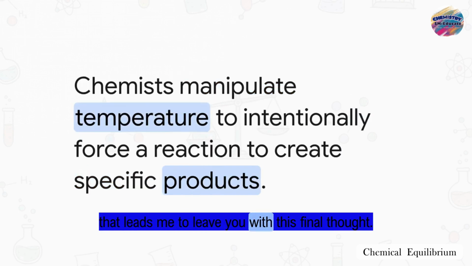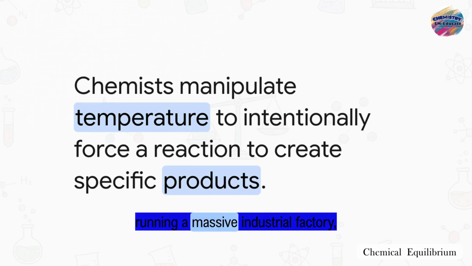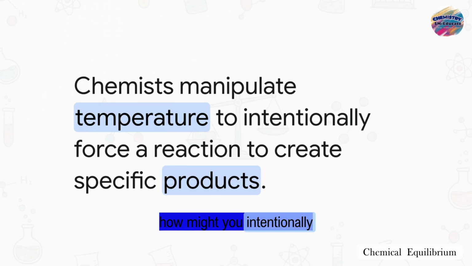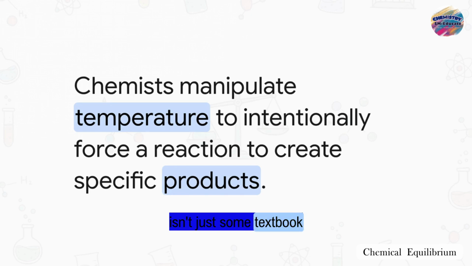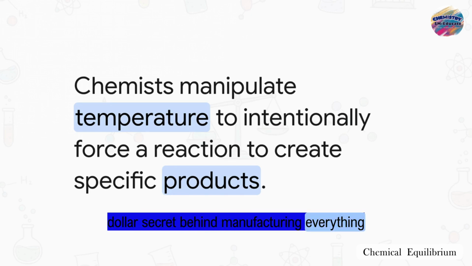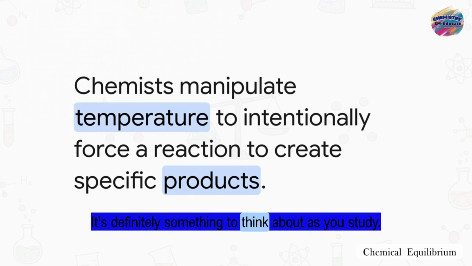And that leads me to leave you with this final thought. We just learned that manipulating conditions like temperature breaks the balance and shifts the reaction, right? So if you were a chemist running a massive industrial factory, how might you intentionally use temperature or pressure to deliberately force a reversible reaction to pump out tons of the specific product you're trying to sell? Understanding how to control equilibrium isn't just some textbook exercise for Class 9. It is the multi-billion-dollar secret behind manufacturing everything from fertilizers to pharmaceuticals in the real world. It's definitely something to think about as you study.